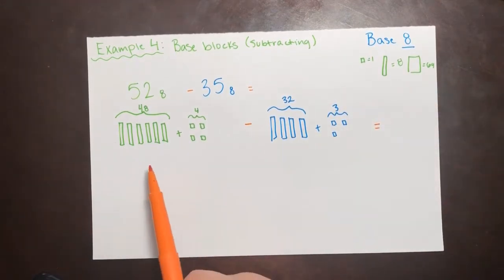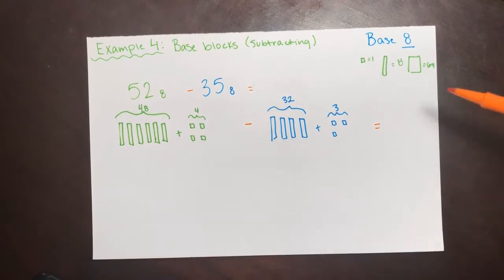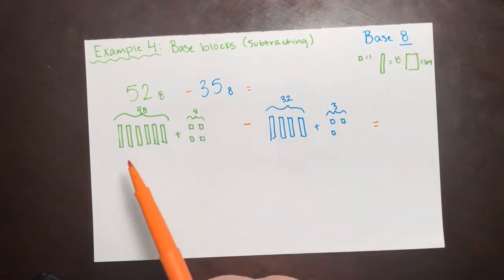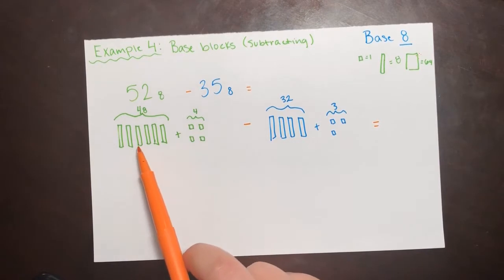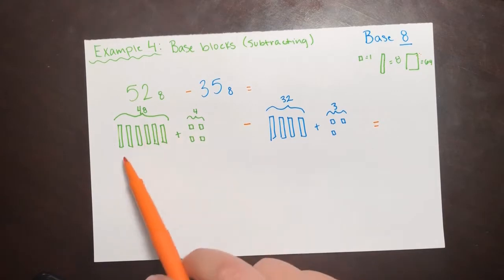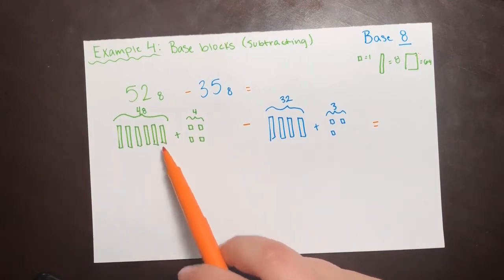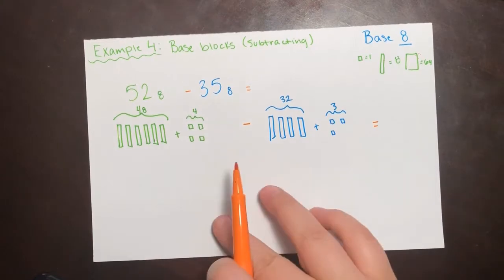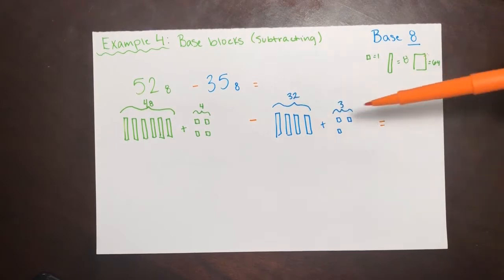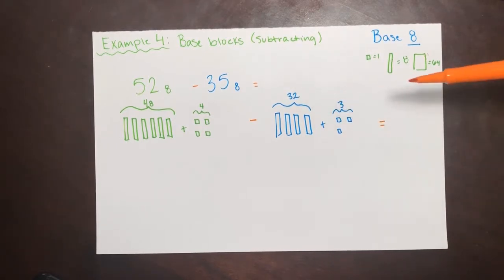We know that, first of all, 64 can't go into 52. So we're not using any flats. So we know that 8 can go into 52 6 times, which equals 48. So we have 1, 2, 3, 4, 5, 6 rods plus 4, because there's 4 left over after that. And then for 35, 64 doesn't go into 35 either. So we need to do 4 rods, which equals 32, plus 3 left over.